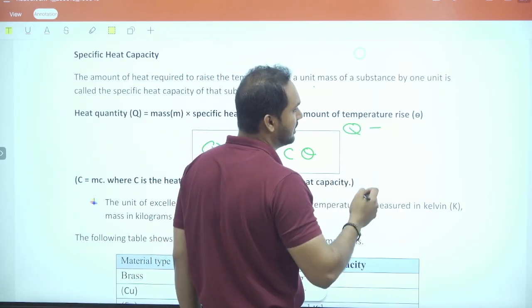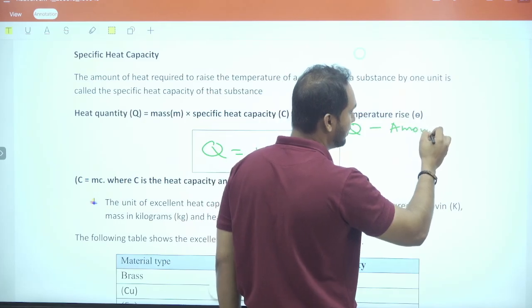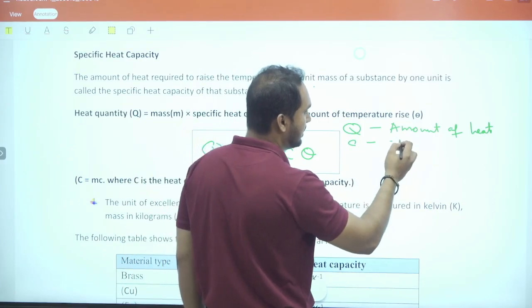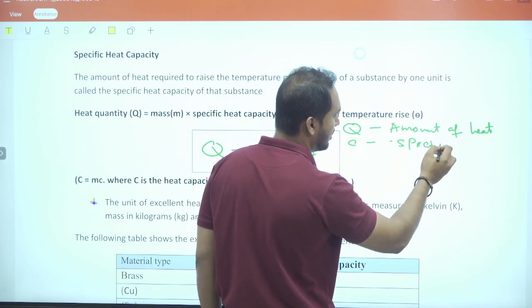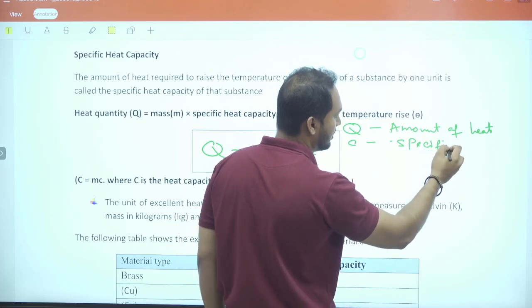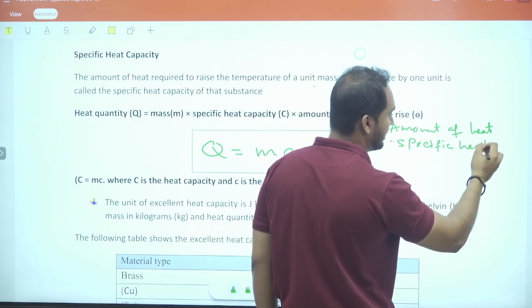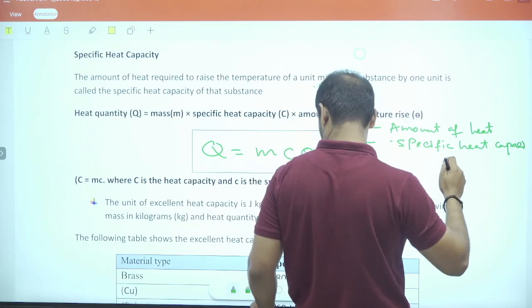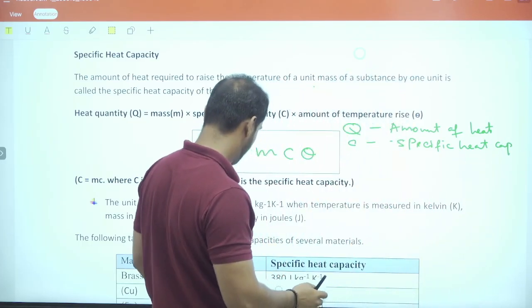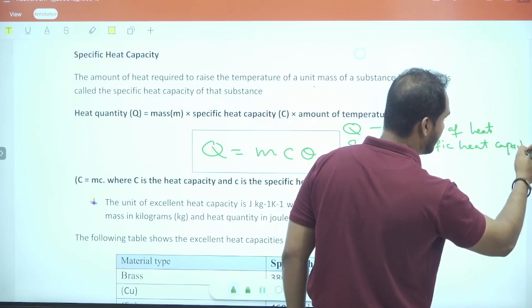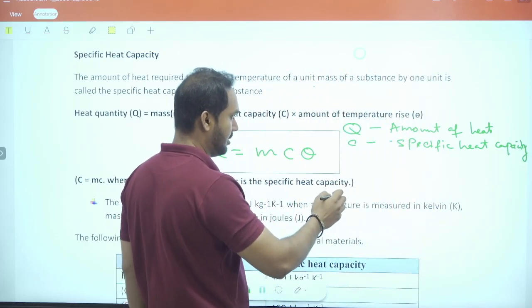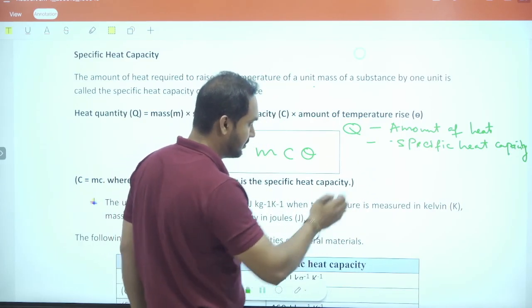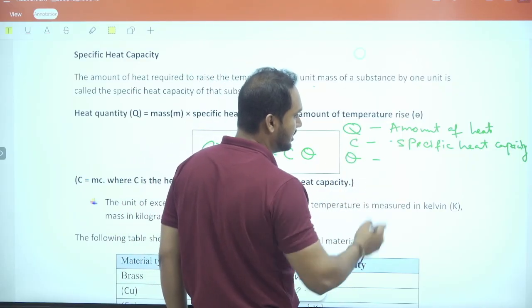Q is again the amount of heat, and c is the specific heat capacity, and theta is the temperature difference.